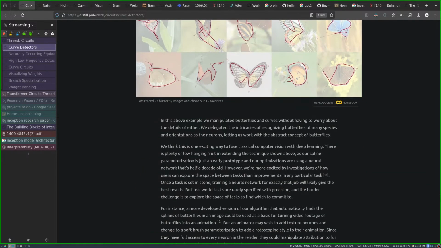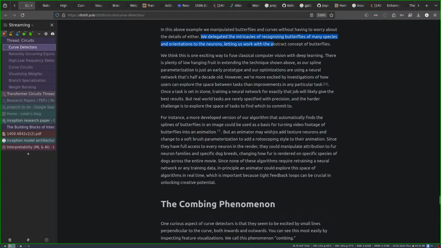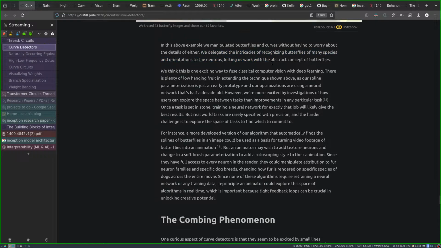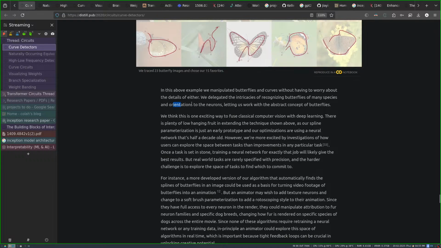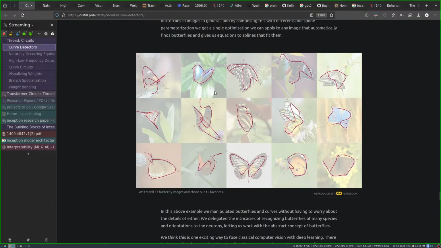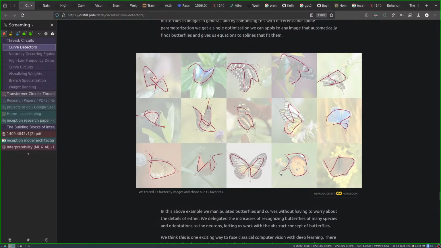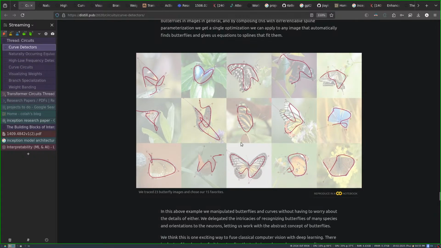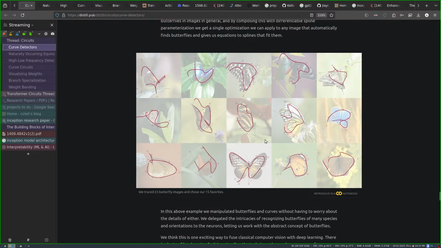By example, we manipulated butterflies and cars without having to worry about the details of either. We delegated the intricacies of recognizing butterflies of many species and orientations to the neuron, letting us work with the abstract concept of butterflies. I think they made a neural network that classified butterflies, and some neurons learned the shape of butterflies.